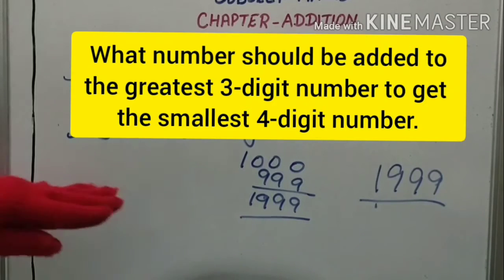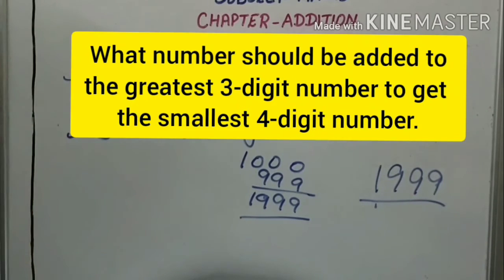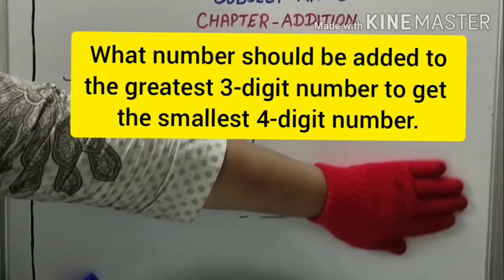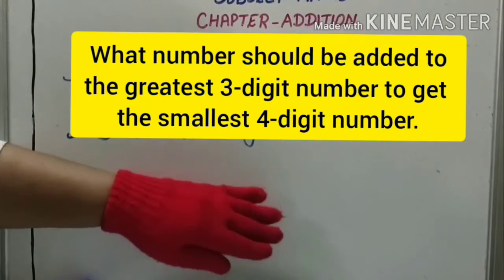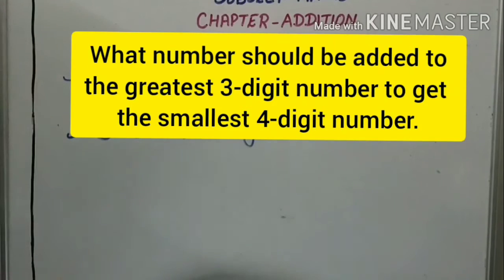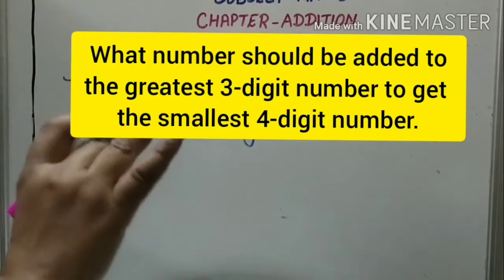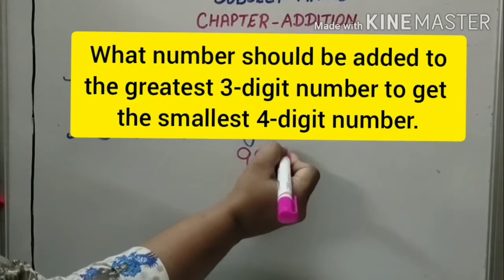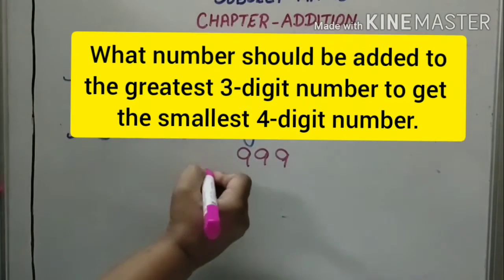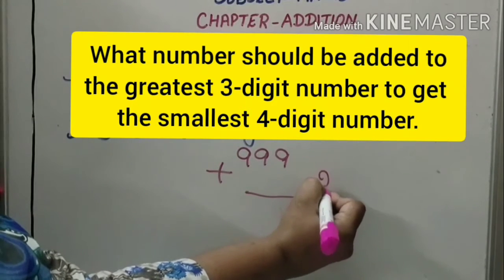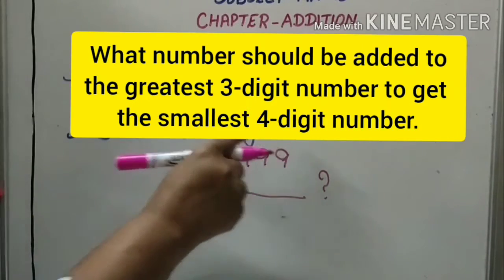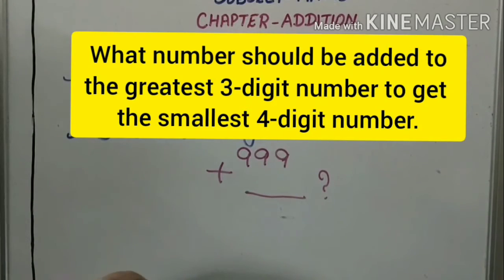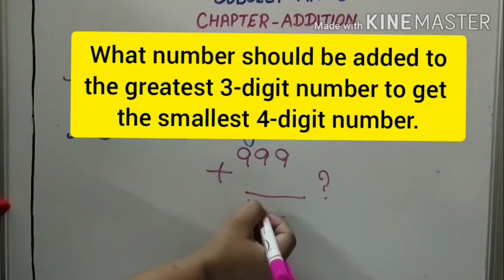Okay children. Now the question is, what number should be added to the greatest 3-digit number to get the smallest 4-digit number? Now children, look at this. The question is, they have given the same numbers, but only difference is, what number should be added to greatest 3-digit number 999. इसमें क्या प्लस करें हम? What should be added to 999 to make it to get the smallest 4-digit number?